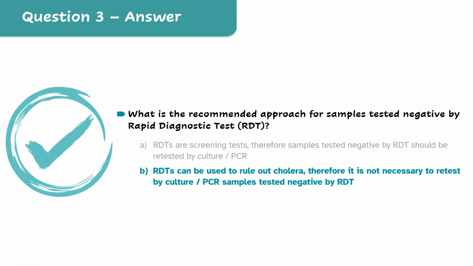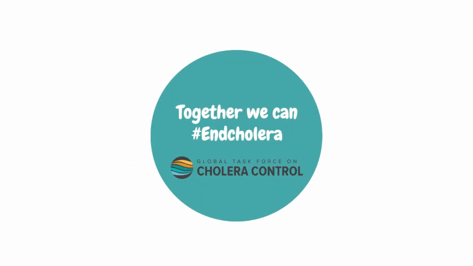The correct answer is B. RDT can be used to rule out cholera, therefore it is not necessary to retest by culture or PCR samples tested negative by RDT. We have now completed this module.